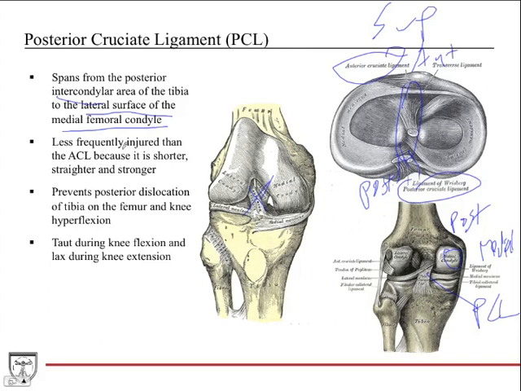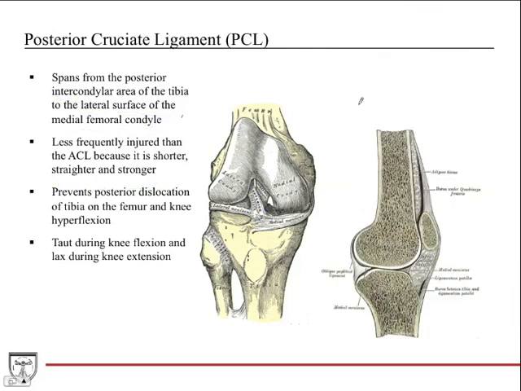The PCL is less frequently injured than the ACL because it's shorter, straighter, and stronger. And you can actually see that right here. Here it is. It's nice and straight. It's a stronger ligament, and it's straighter. As you can see, the ACL kind of wraps around this way as a more curved course than the PCL.